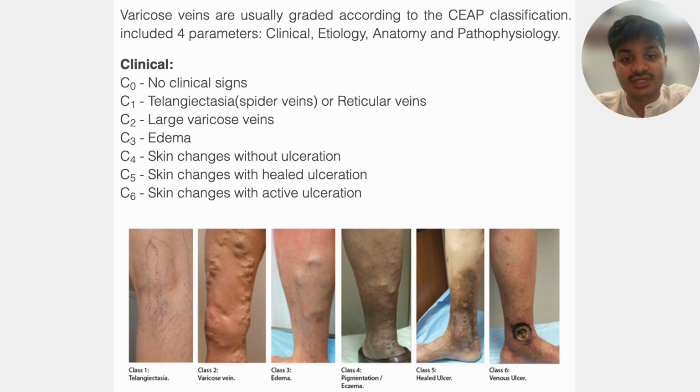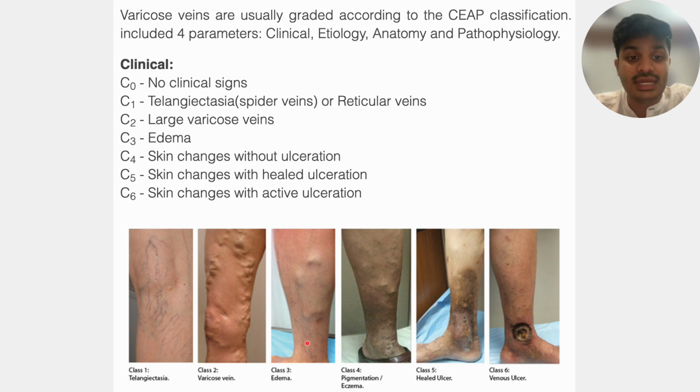One of the main classifications of varicose veins is the CEAP classification. C for clinical, E for etiology, A for anatomy, and P for pathophysiology. So in clinical, you have C0, that is no clinical signs. C1 is telangiectasia. Here you can see these are telangiectatic veins, reticular or spider veins. C2 is these prominent varicose veins.